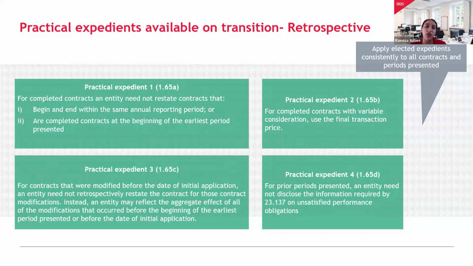The second expedient talks about variable consideration, because of course, if you're going retrospective, theoretically, you're going to have to go back and think about how you would have estimated variable consideration in previous periods, which is a bit complex, especially because you would now know what the final transaction price is, or some of that variability may well have unwound itself. So this practical expedient says that if you've got a contract that is completed, then you can just use the final transaction price and you don't have to rethink what your estimates would have been around variable consideration.